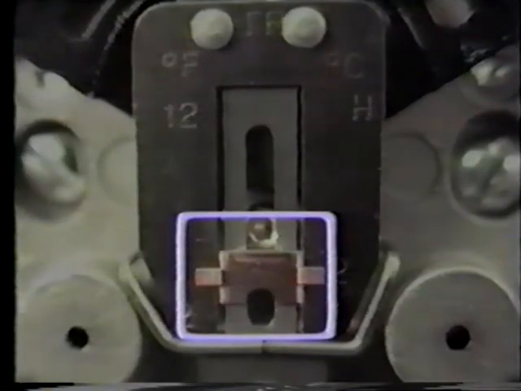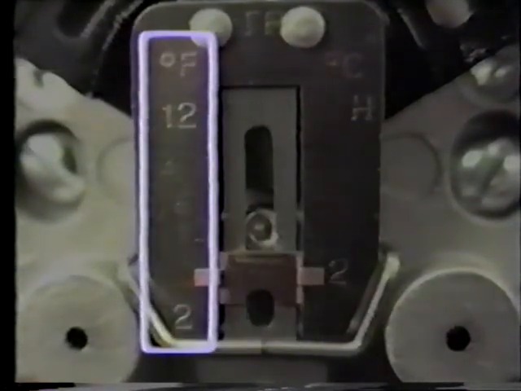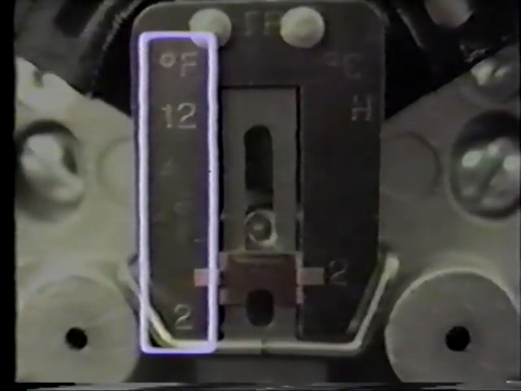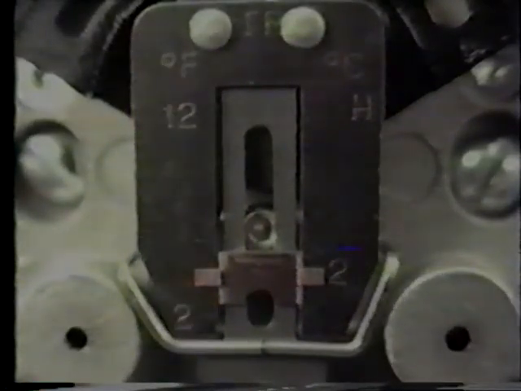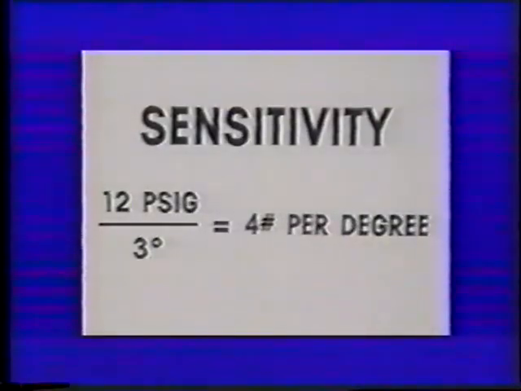This is the throttling range adjustment slide. Most Robert Shaw pneumatic thermostats are adjustable from a 2 to 12 degree Fahrenheit throttling range. A normal factory setting is approximately 3 degrees of throttling range, which produces a 4 psig output change per degree of temperature change. The calibration screw provides the ability to change the set point of the thermostat, or calibration point, to match the ambient temperature as required.